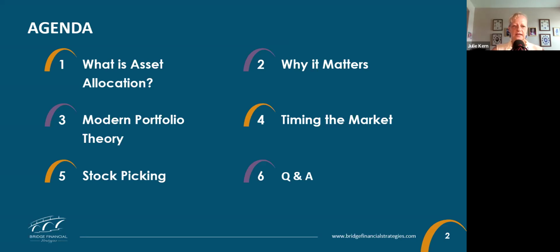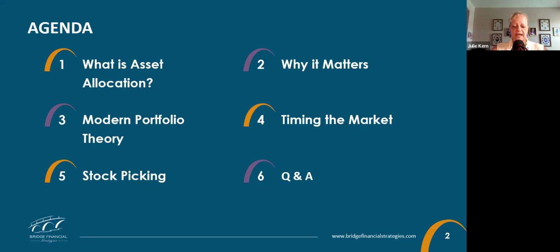So our agenda for today is first to talk about what is asset allocation? What do I mean when I talk about that? And then secondly, why does it matter? So if we invest your portfolio in a certain allocation, does it really matter? And then third, we're going to talk just a little bit about modern portfolio theory. That's an area where I can get really into the weeds, and I don't want to do that. So hopefully I can give you just a really helpful overview of how we construct portfolios using modern portfolio theory.